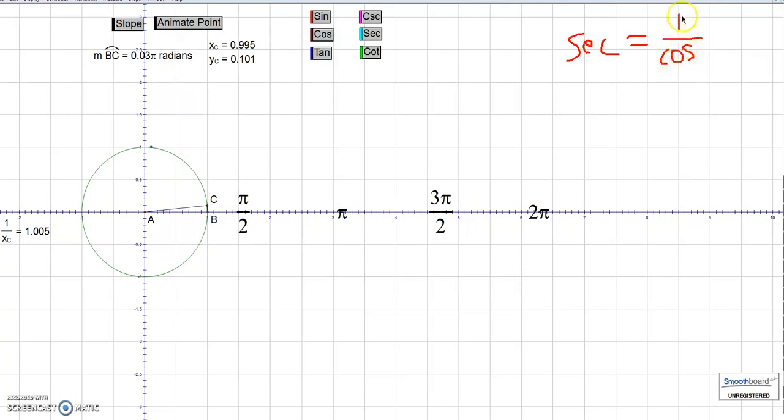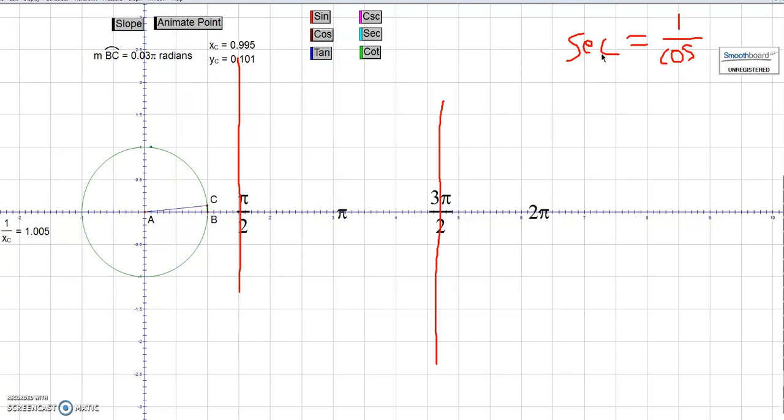When I divide a number, in this case 1, by 0, it's going to be undefined. With functions, that often means a vertical asymptote. And so wherever cosine is 0, secant will have a vertical asymptote. That happens at a couple spots. Cosine is 0 at pi over 2. It is 0 at 3 pi over 2. And then any multiple of that, I suppose. Let me continue this just a little bit more.